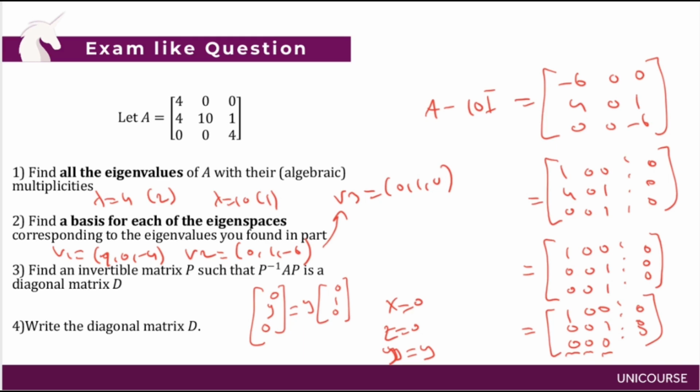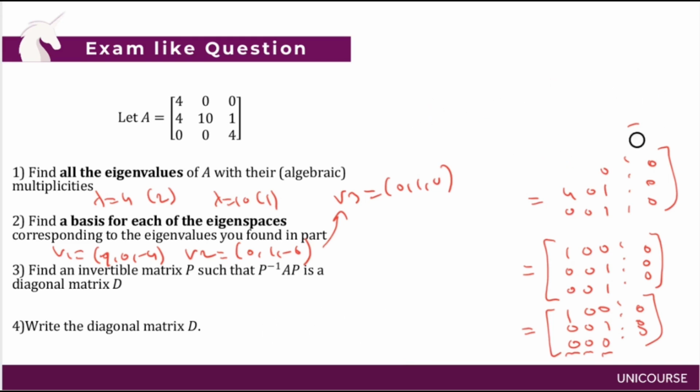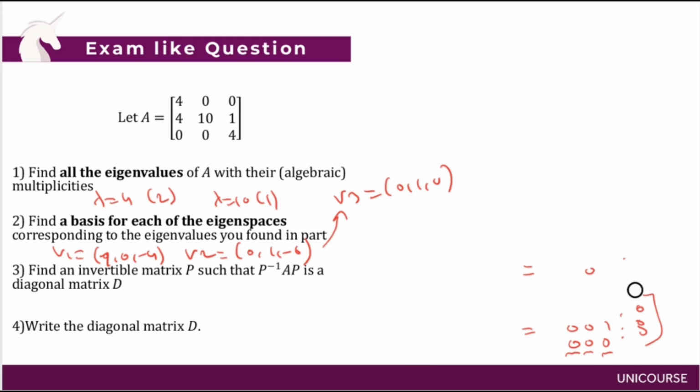Part 3 asks us to find an invertible matrix P such that P inverse times A times P is a diagonal matrix D. Let's clear away the scratch work from the earlier part so we have room. Here's the method. If the matrix in front of us is diagonalizable, and this one is, then we can build P and D straight from the eigenvalues and eigenvectors. So how do we know A is diagonalizable?